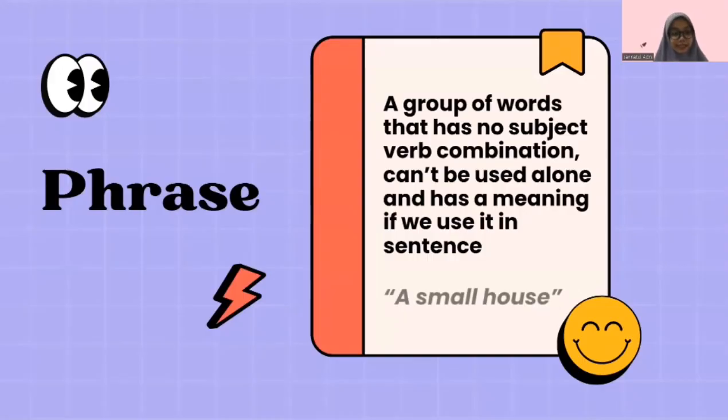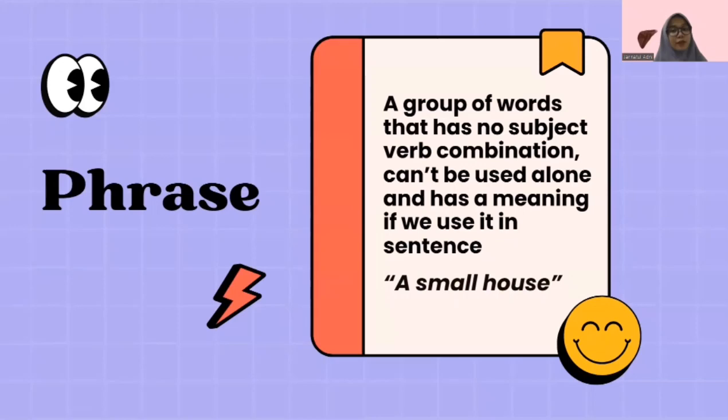So the next material is about phrase. A phrase is a group of words that has no subject-verb combination, can be used alone, and has a meaning if we use it in a sentence. For example, a small house. We can see from this phrase that it has no subject-verb combination. Because of that, it can be used alone, but if we put it in a sentence, it has a meaning.